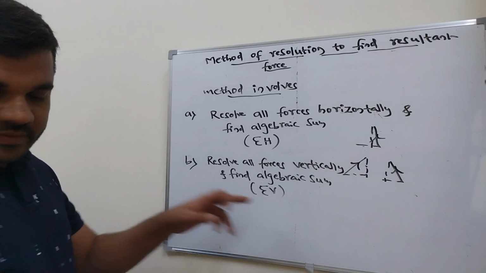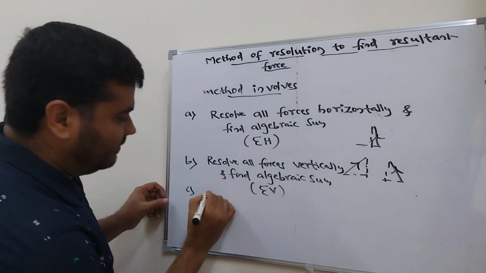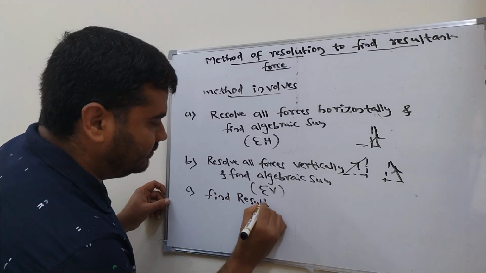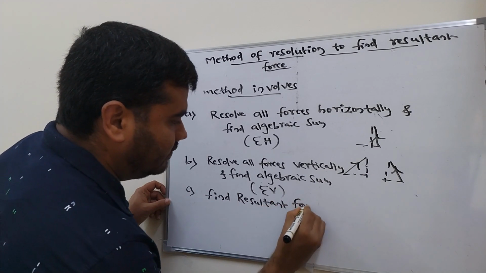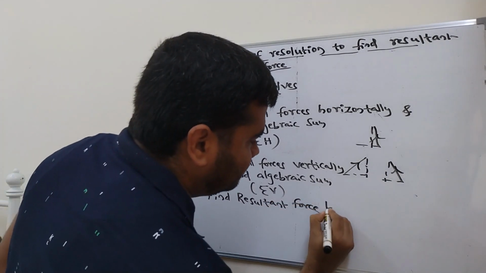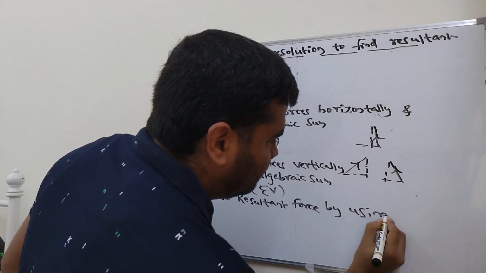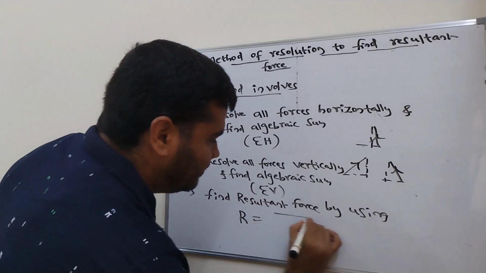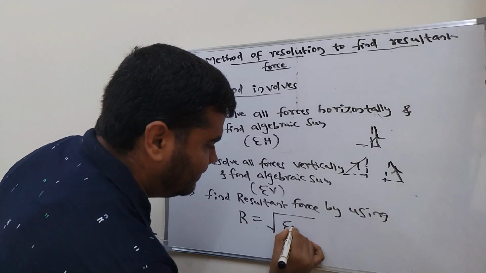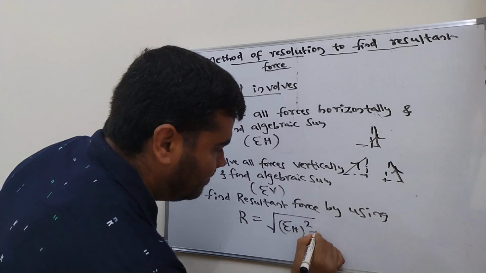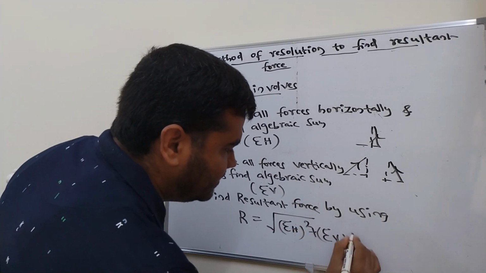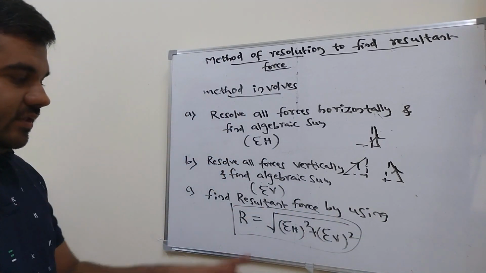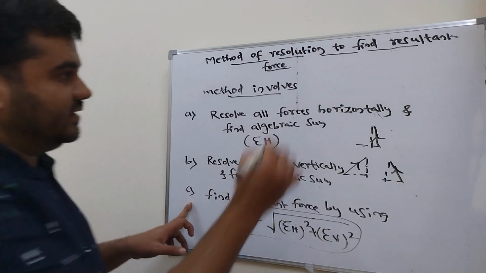Now, how to find the resultant? Find the resultant force by using the formula: the resultant force equals the square root of the summation of H whole squared plus the summation of V squared. This is how you find the resultant.